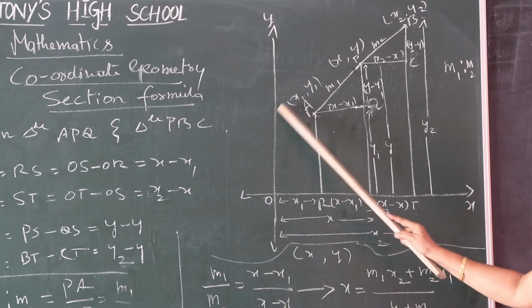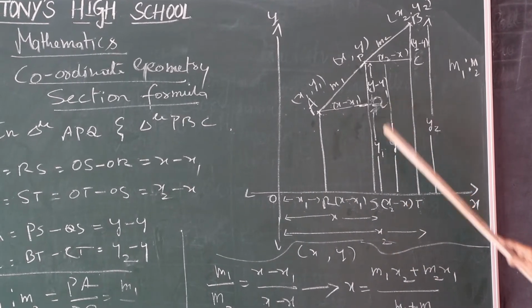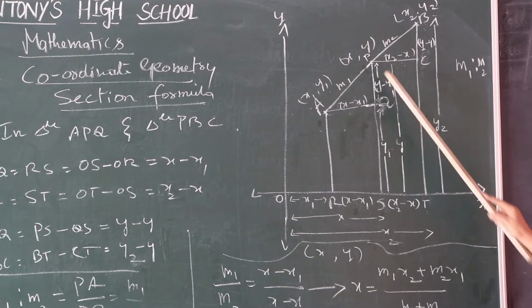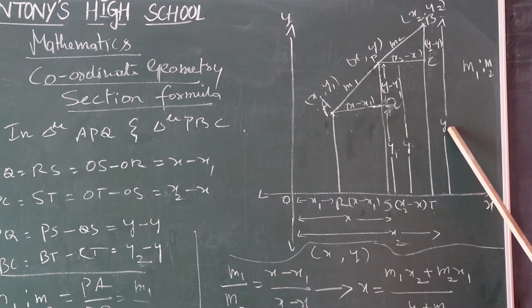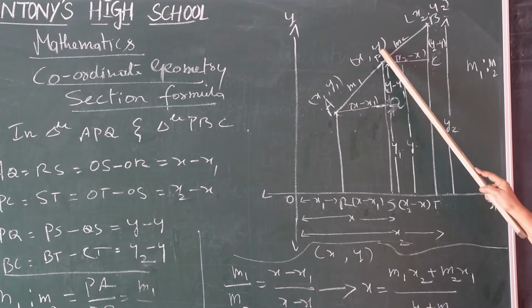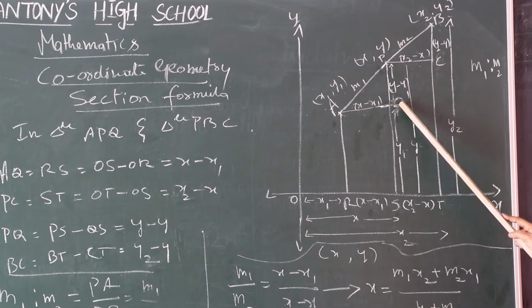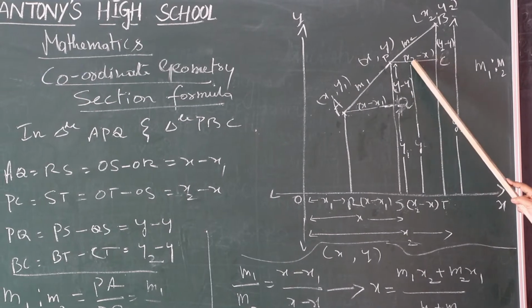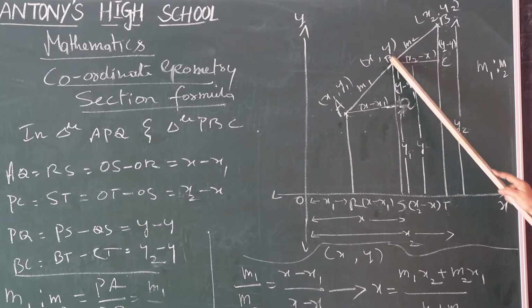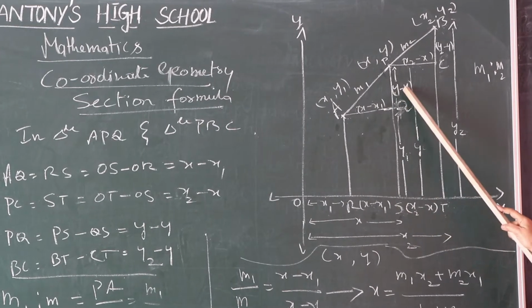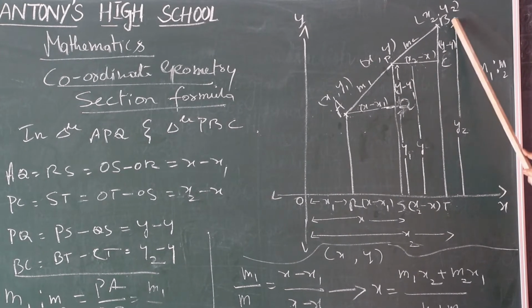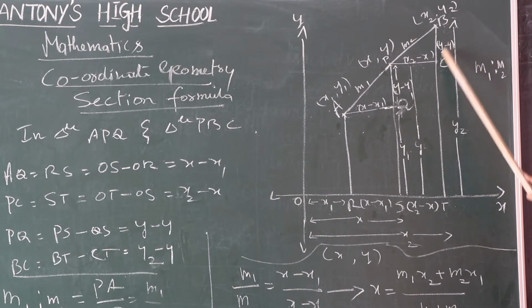Go for the y-axis. AR is equal to y1. PS is equal to y. BT is equal to y2. What is the distance of PQ? PQ is equal to the bigger one minus the smaller one. PQ is equal to PS minus QS, that is y minus y1. Now go for the distance between BC.